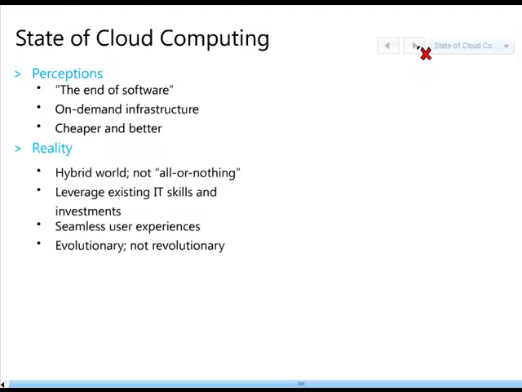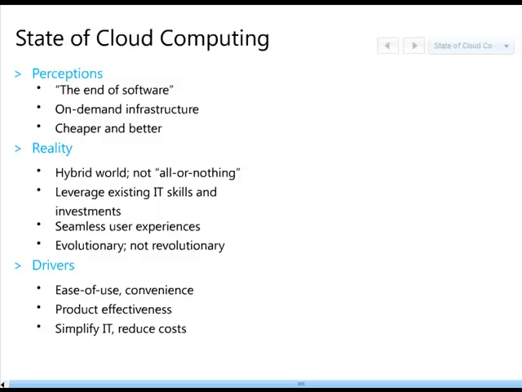Well, let's see the reality. It's a hybrid world. You have to mix and match. It is not about all or nothing. Secondly, it is not the end of the software. You can still leverage your existing IT skills and your investments. It provides you seamless user experiences, and it is evolutionary, not revolutionary. It is evolving as the processes, the services, the tools are getting better and better day by day.